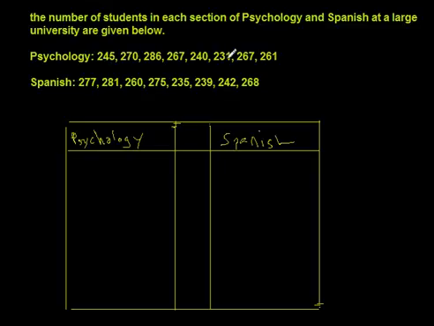Let's look at the lowest. 230 is the lowest here, and it looks like 239 is the lowest here. So you get some refinement once you move on to the first two digits.